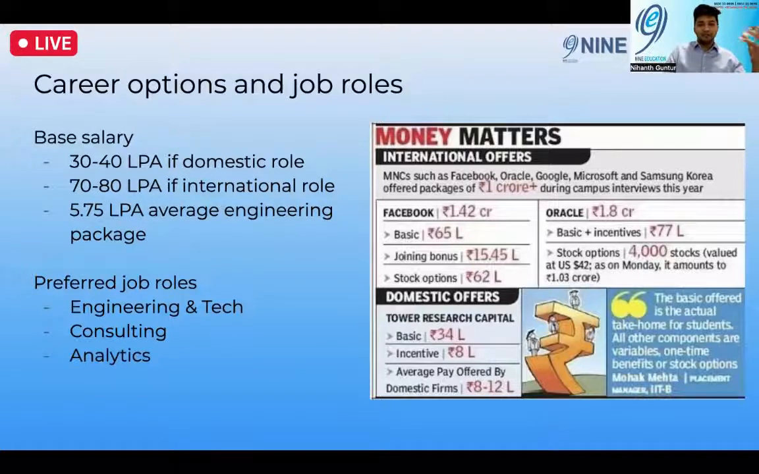Now, other than this, we have seen a new surge in data analytics, data science and business analytics. That has a big scope going forward as well. Obviously, the IT and software field is the most lucrative. Any software developer, full stack developer, all of these have great career options.